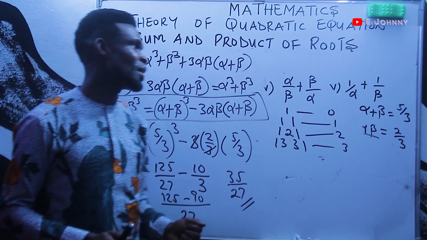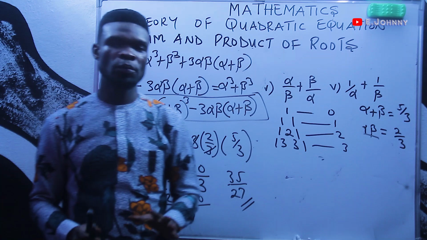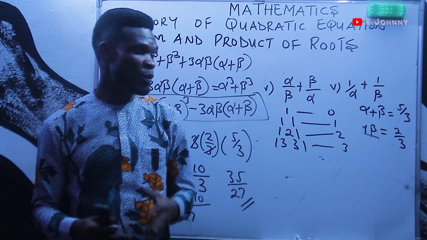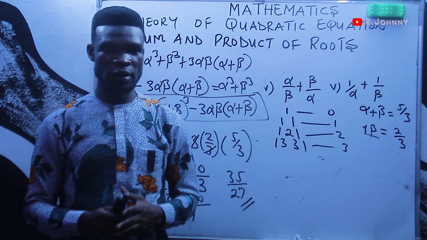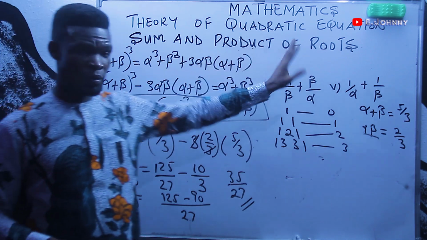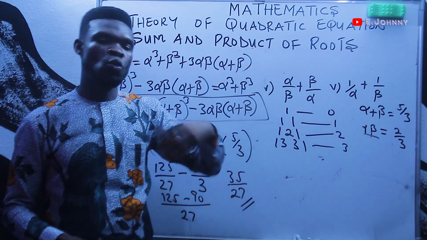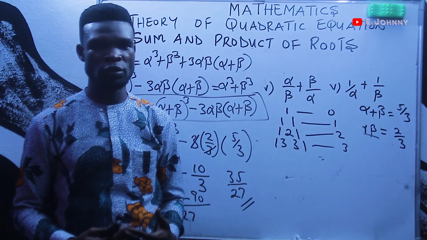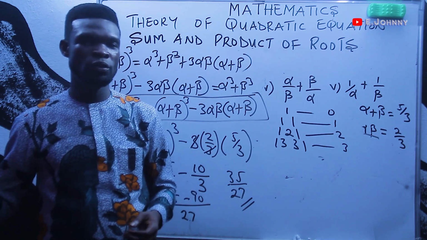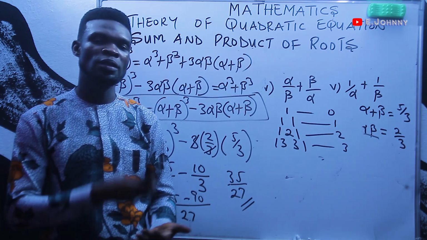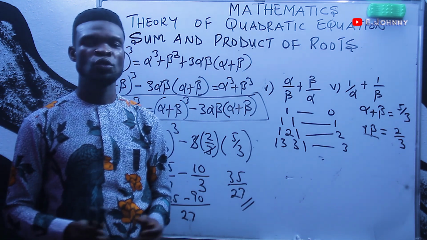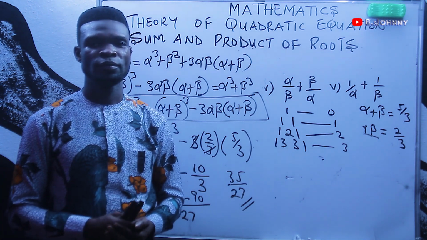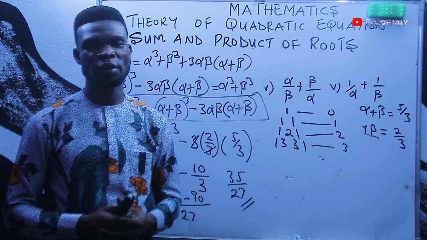So that's exactly how to apply this in solving problems. The last thing I would like you to know is that you can still use this sum and product of roots, using the formula for forming a quadratic equation, to form a new equation given that the roots of that equation are alpha and beta. I'm going to use one example to illustrate that for you. Stay tuned till I come your way.